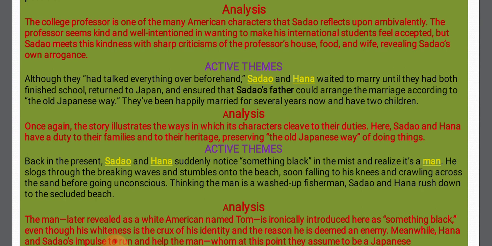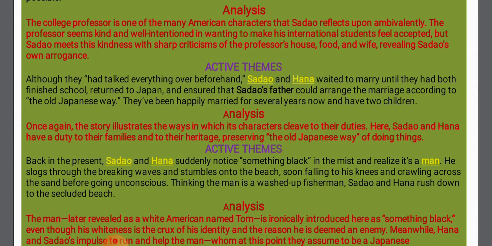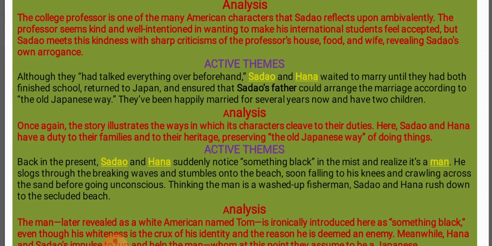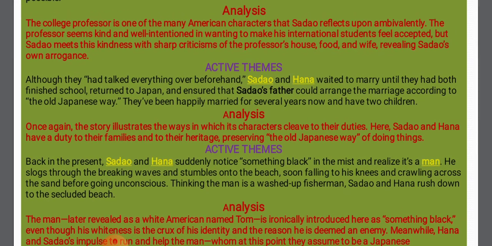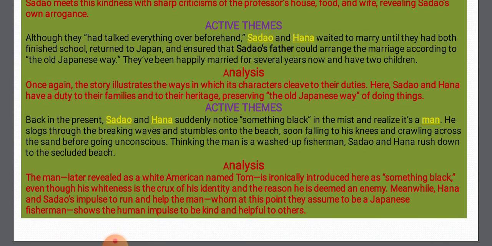What we find next: although they had talked everything over beforehand, Sadao and Hana waited to marry until they had both finished school, returned to Japan, and ensured that Sadao's father could arrange the marriage according to the whole Japanese way. This is very important, isn't it? He waited. Dr. Sadao loved his father very much, respected his father very much, and that's why before marriage also he confirmed the matter, that his father liked it and his father allowed it. Now we'll see the next part, active themes.